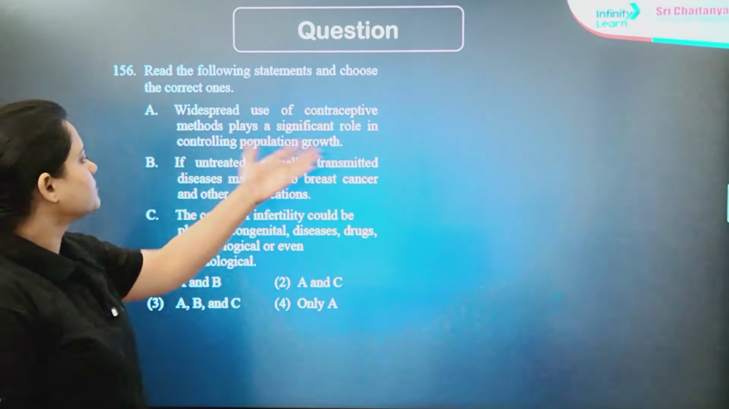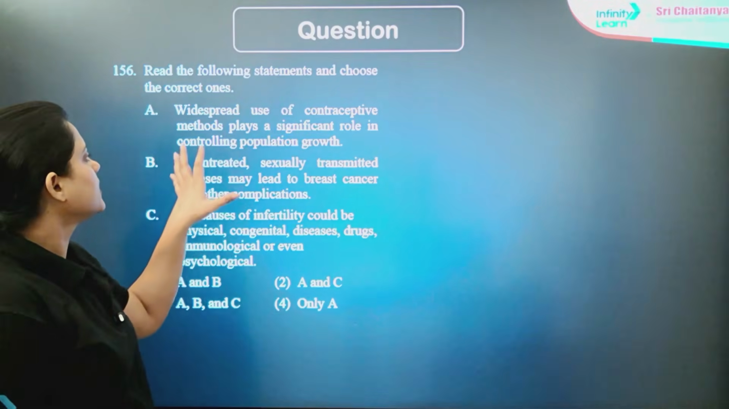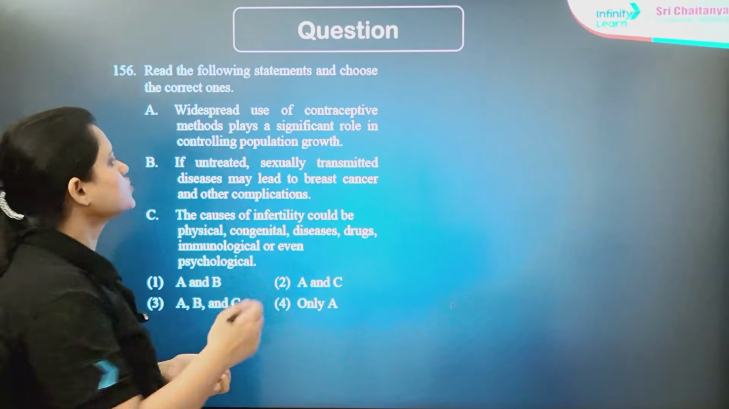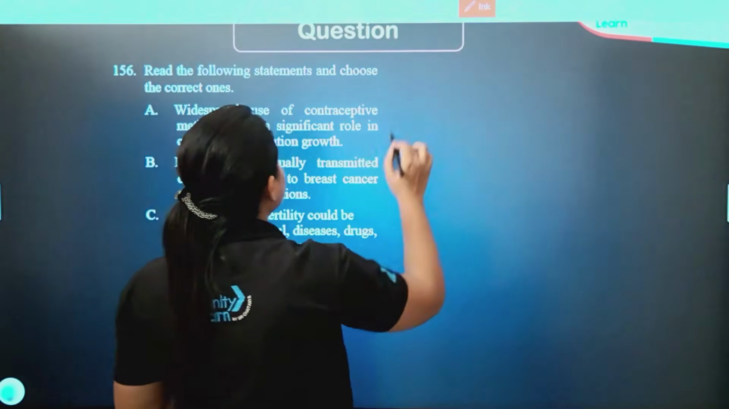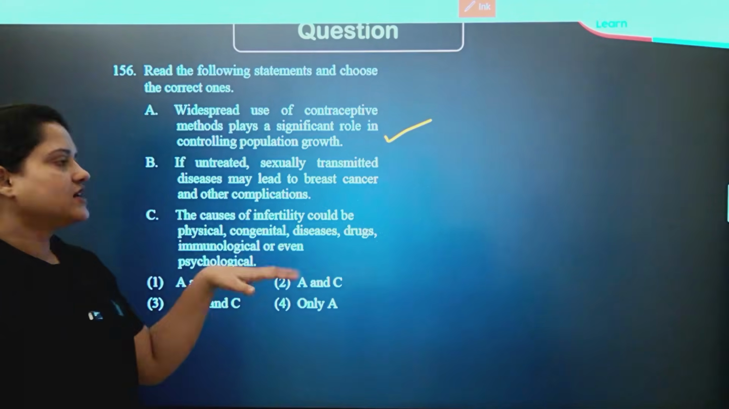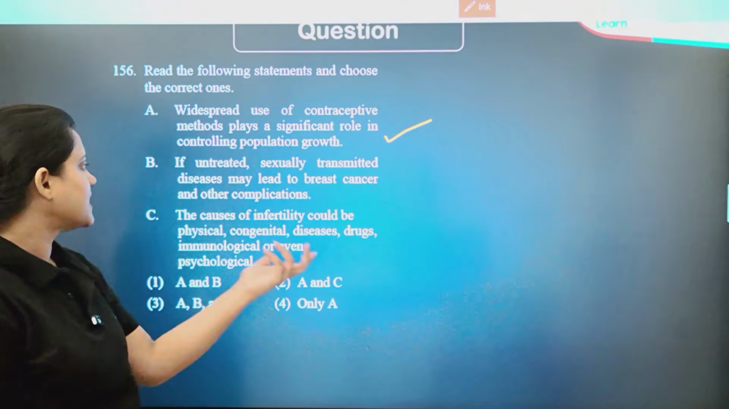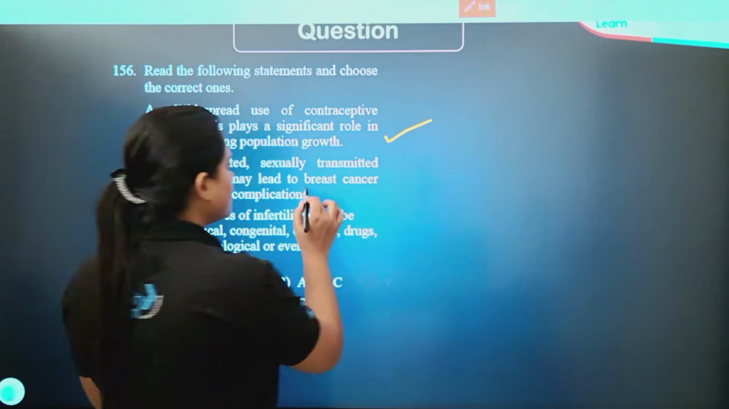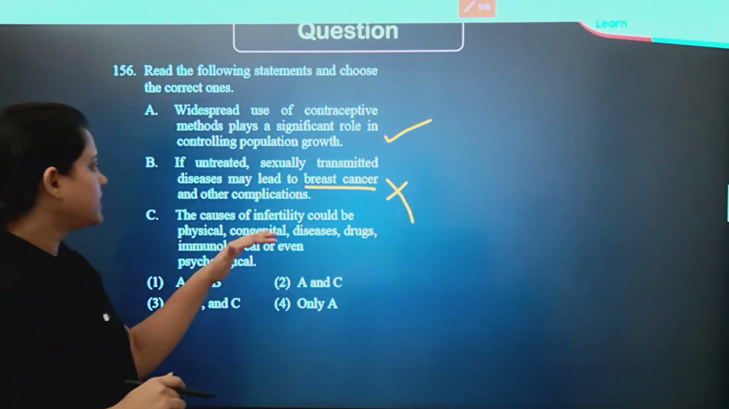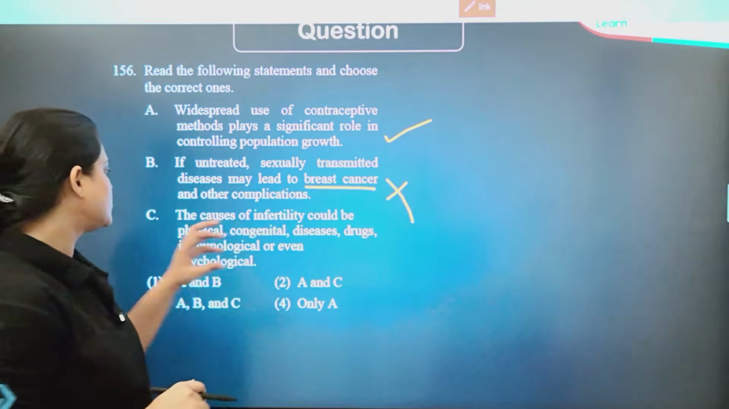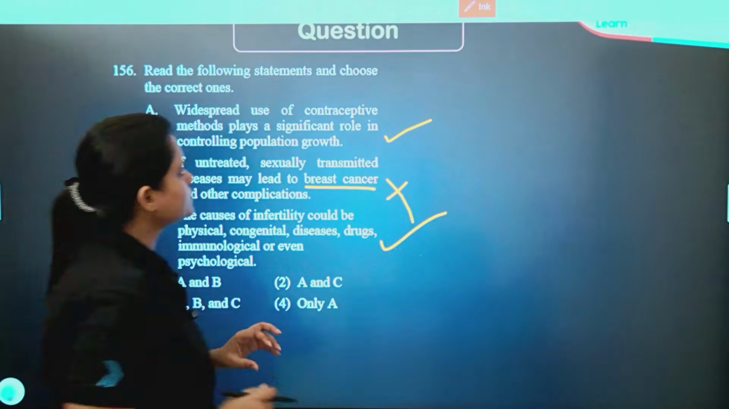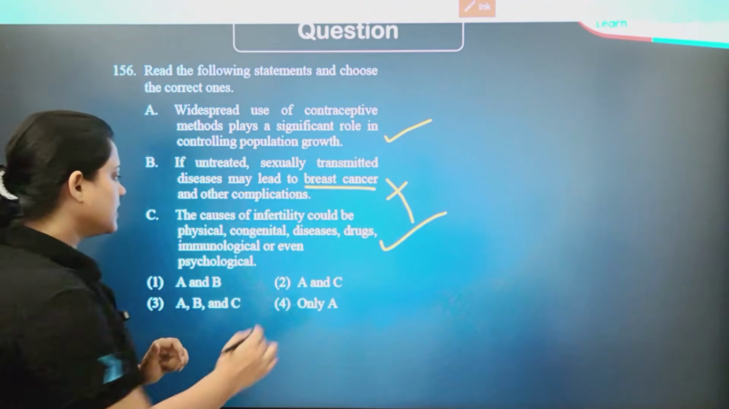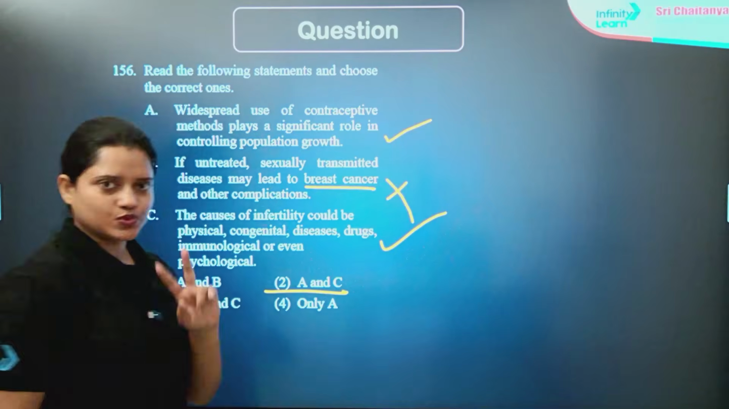Widespread use of contraceptive methods plays a significant role in controlling population growth. So, widespread use of contraception definitely will lead to control in population growth. So, that is true. If untreated, sexually transmitted diseases may lead to breast cancer and other complications. So, if STDs are not treated, it will lead to cervical cancer, not breast cancer. The causes of infertility could be physical, congenital, disease, drug, immunological, or even psychological. That is true. So, we want here the correct answer. So, A and C will be correct. So, correct answer here should be 2.